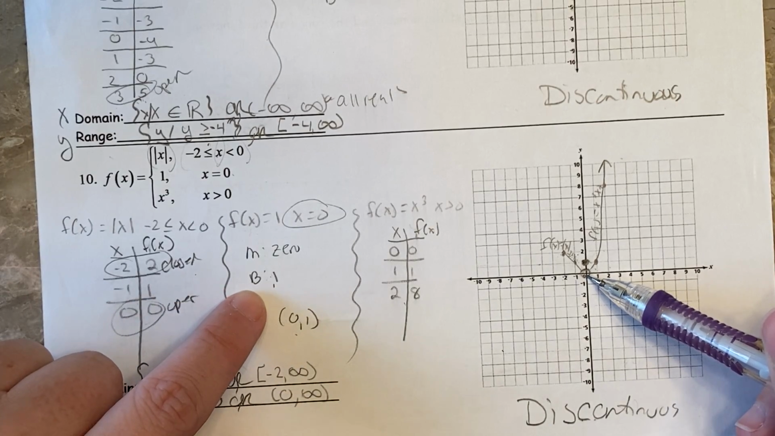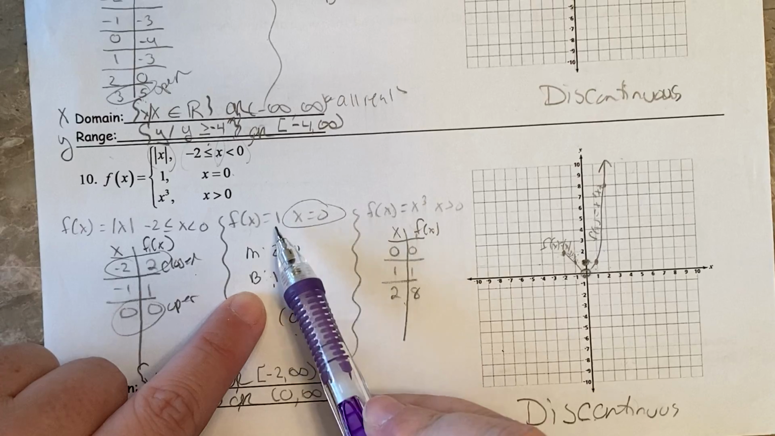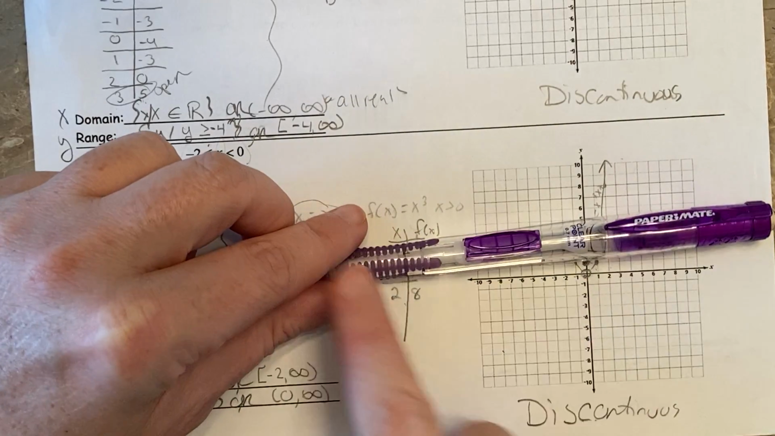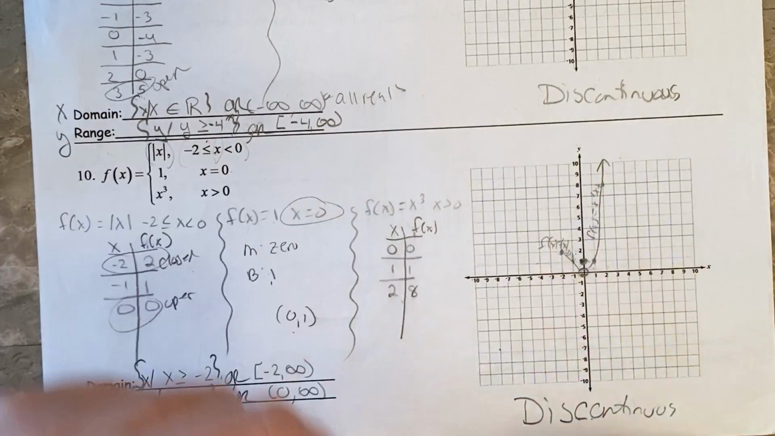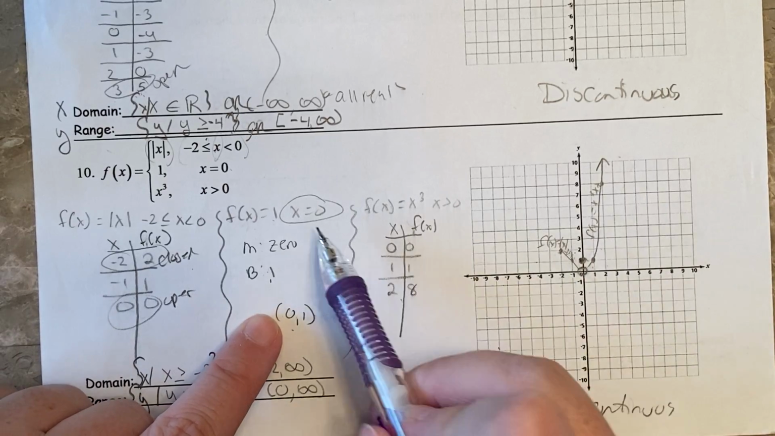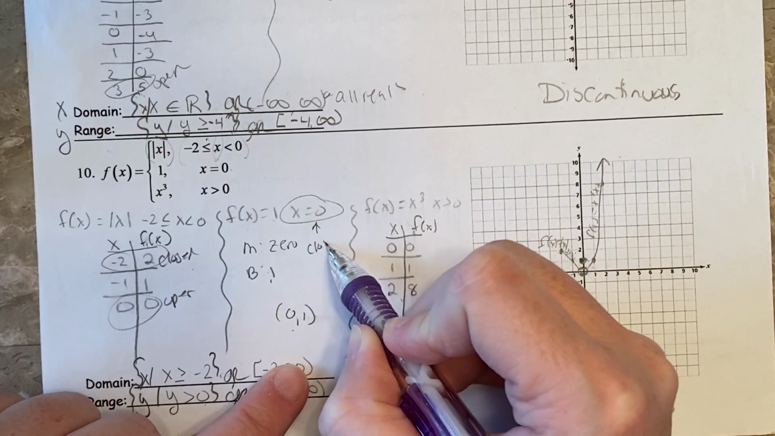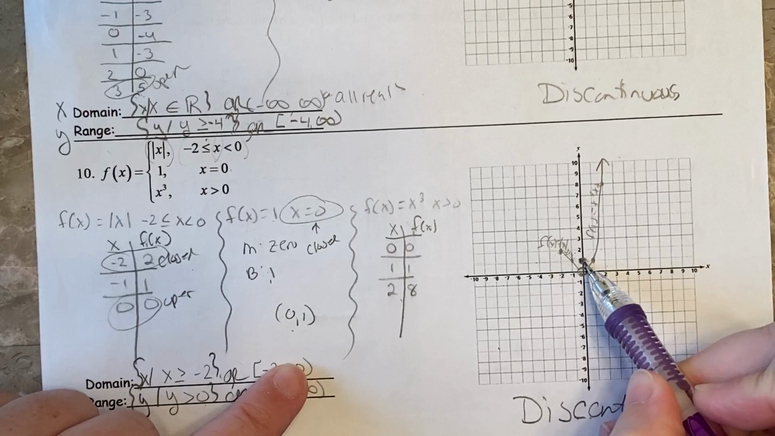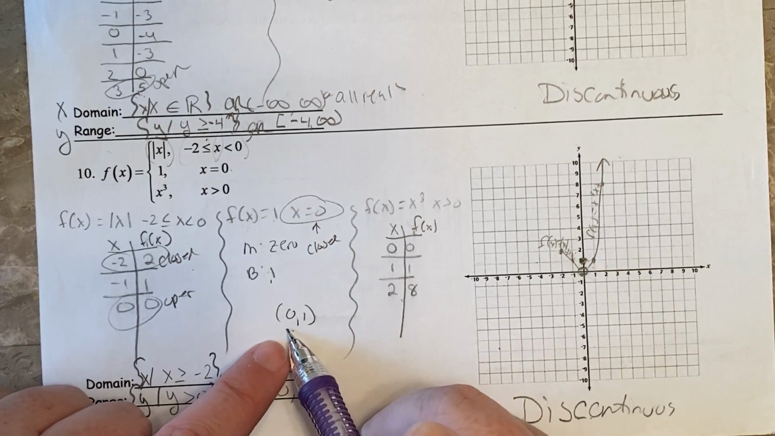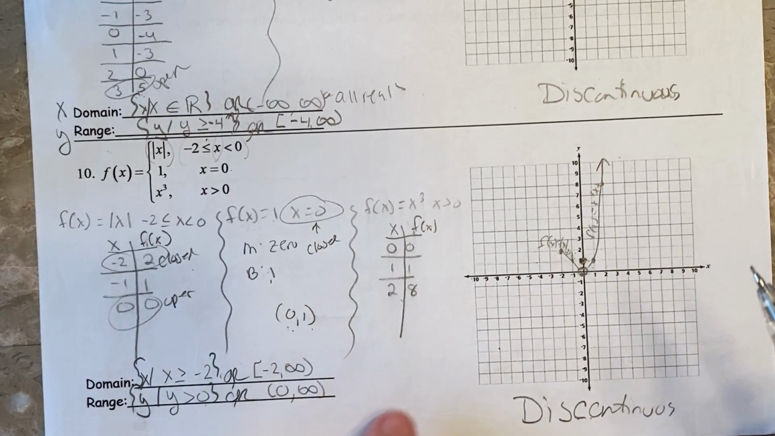Then you have slope of 0 and y-intercept of 1. This is your step function. Remember, this is 0 fun. This is your horizontal line. And because you only specifically want this number, it is a closed dot. It's just one single dot, one coordinate at 0, 1. So that's a little bit new for us.